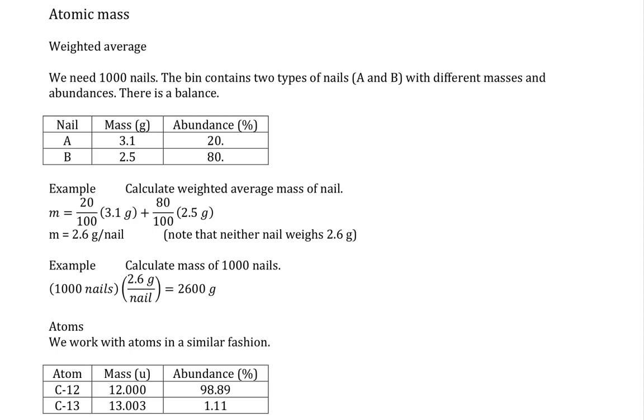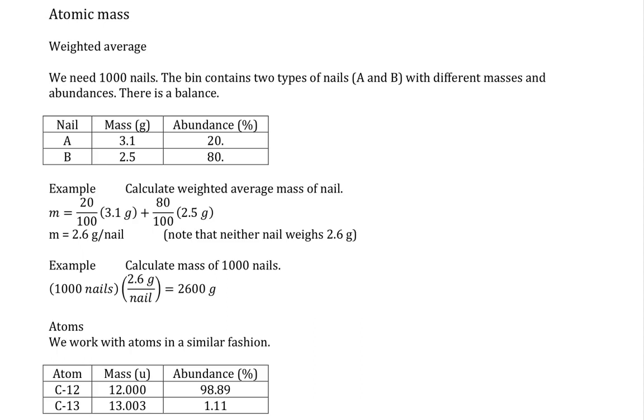So to get into what that means and how to work with it, we're going to consider this example. Let's say we need 1,000 nails. The bin that the nails are in contains two types of nails, nail A and nail B, with different masses and abundances. And there is a balance for us to weigh the nails. So we will count by weighing. So we need to figure out how much we need to weigh out.